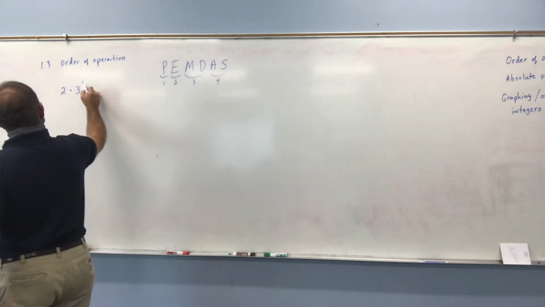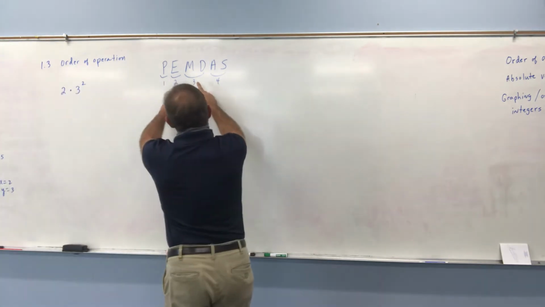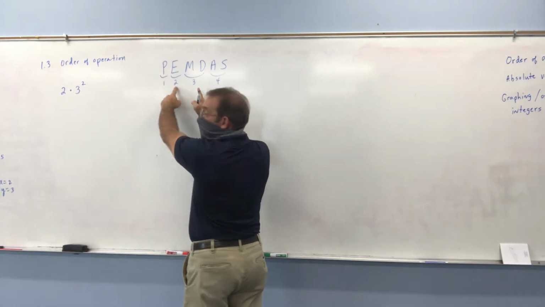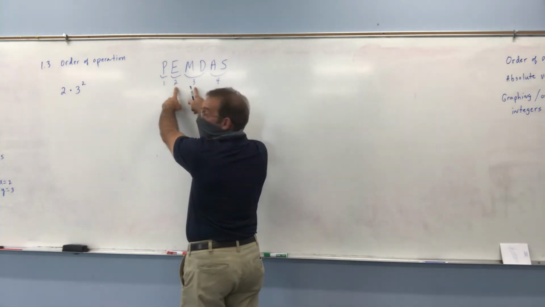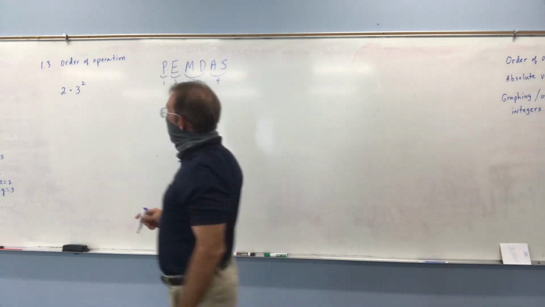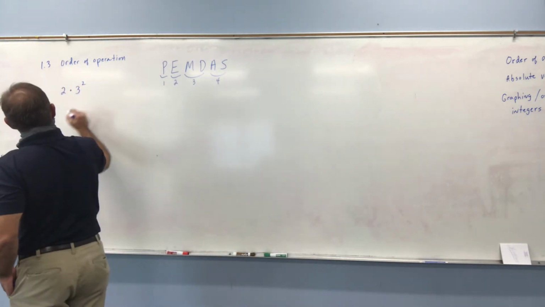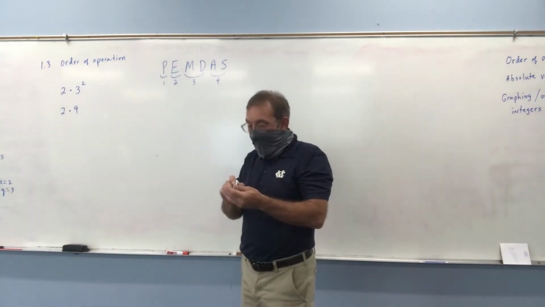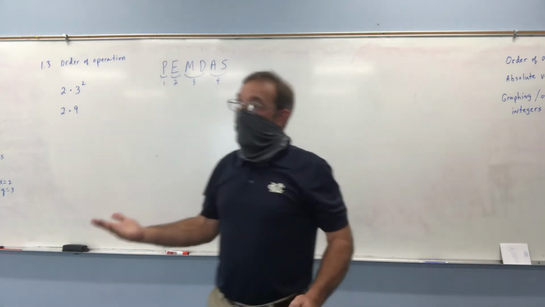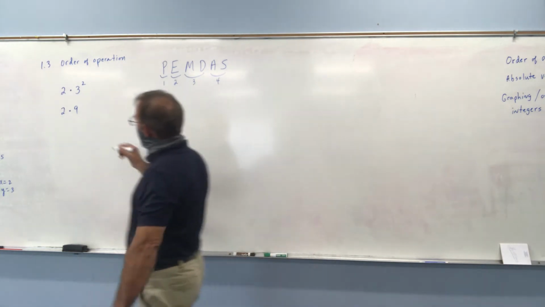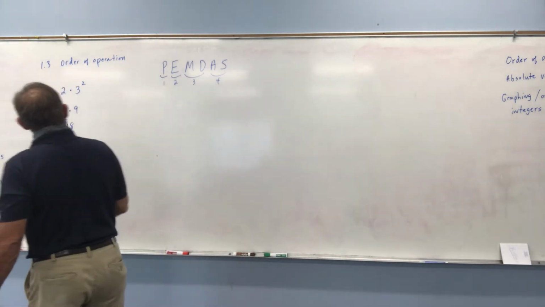Now, let's see how this applies to this problem. We've got multiplying and an exponent. Which one is first? Well, exponents are done second. Multiplying and dividing is done third. So which one goes first? The exponent. That's why we're going to do the 3 to the second first. And now we're just down to one operation. It's obvious that's the one you do at that point. There's no choice to make. And so we get 18. Okay?